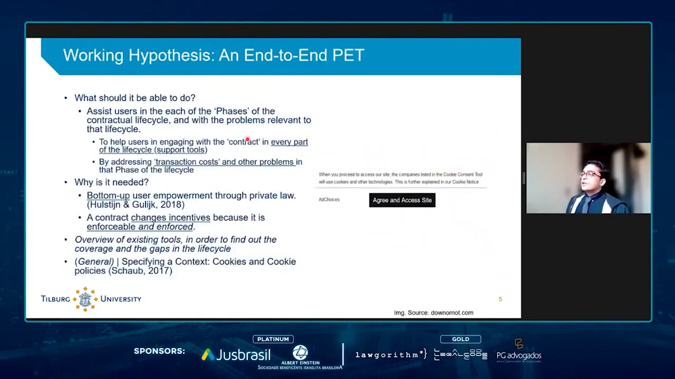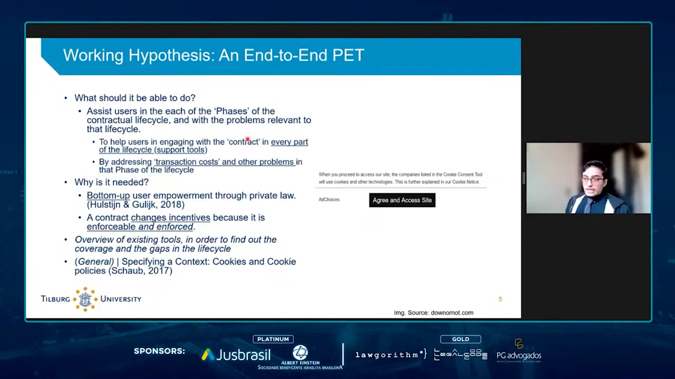Now, as we saw, the users face a lot of problems across the life cycle of the contract, across each of the 3 phases. And as we will elaborate in a little bit, these problems are interlinked. So our working hypothesis is that an end-to-end contractual or transactional privacy enhancing tool should be able to assist users in each of the phases of the contractual life cycle with the problems that are relevant to that part of the life cycle. And it should help users; it's a support tool.